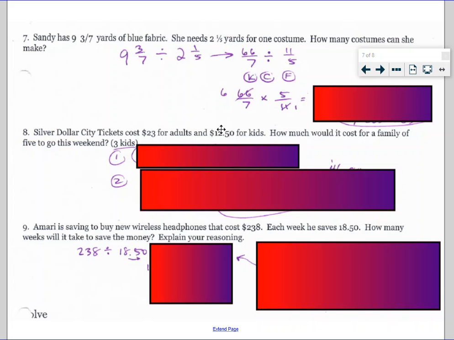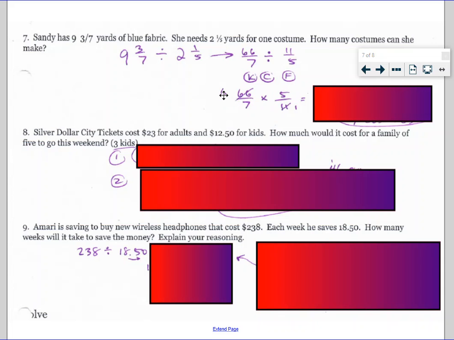I kept the first fraction the same, I changed it to multiply, and I found the reciprocal of the second fraction. 11/5 becomes 5/11. Now, I cross-canceled because I know that 11 goes into both 66 and 11. So I looked at those diagonals and I simplified them now because otherwise I'd be getting some pretty big numbers that might be tough to simplify later. I couldn't do anything with the 7 and 5, so I kept those the same.